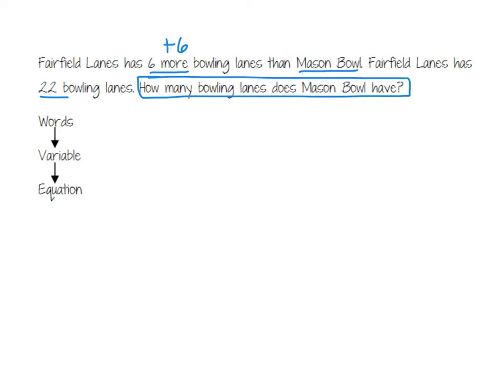So first let's put this into words. What do we know? Well, we actually know how many bowling lanes Fairfield Lane has. So we're going to write Fairfield. What does it equal? It equals 6 plus whatever Mason Bowl has. So we know that Fairfield Lane has 6 more than Mason Bowl. So this is the way we're going to set up our words. So I need to define my variable. So I'm going to let m equal the number of lanes at Mason Bowl.